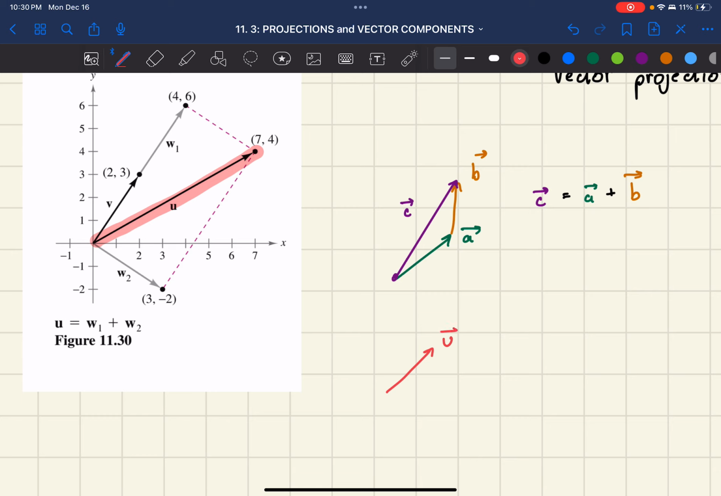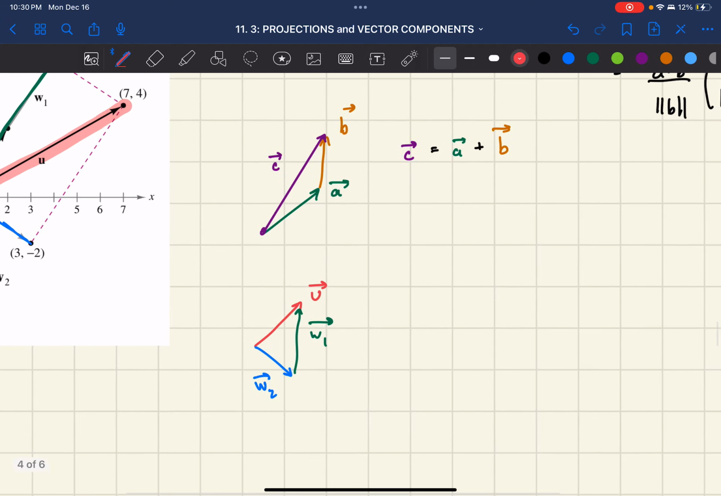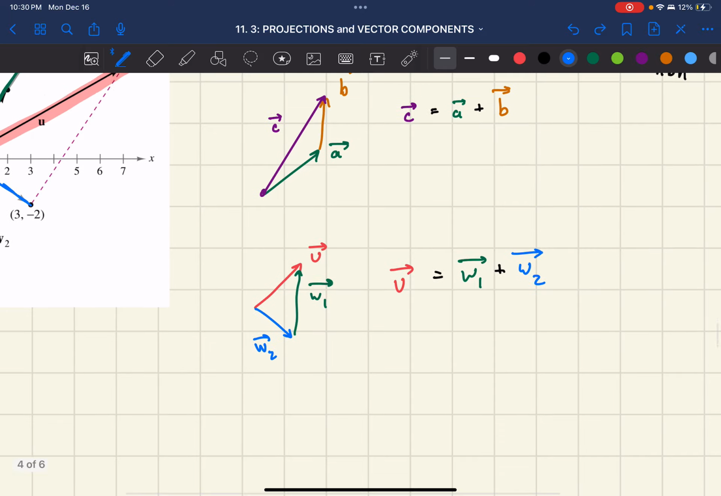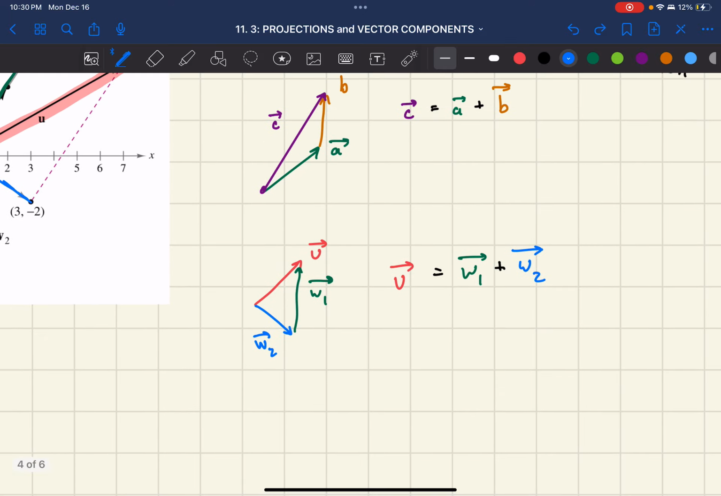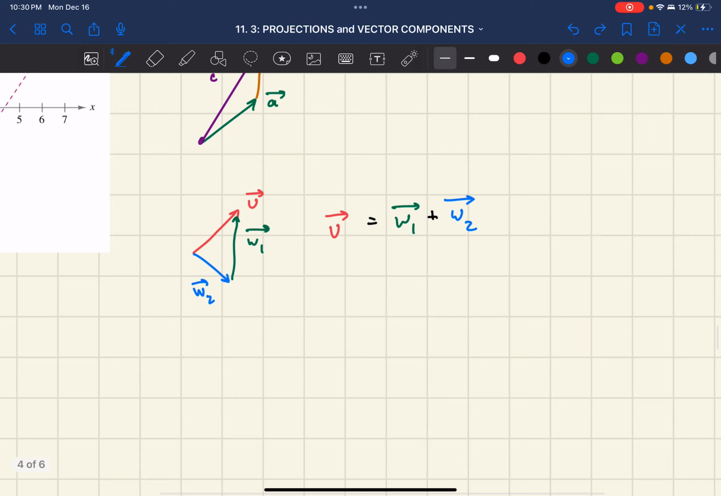Similarly, in this example, we have the component U, and it is made up of W2 over here and W1 over here. If you compare the diagrams, they're identical, and this shows you that U is just equal to the first projection along plus the other projection orthogonal. That is because, again, when you add up the components, you get the original vector based on the properties of adding vectors.